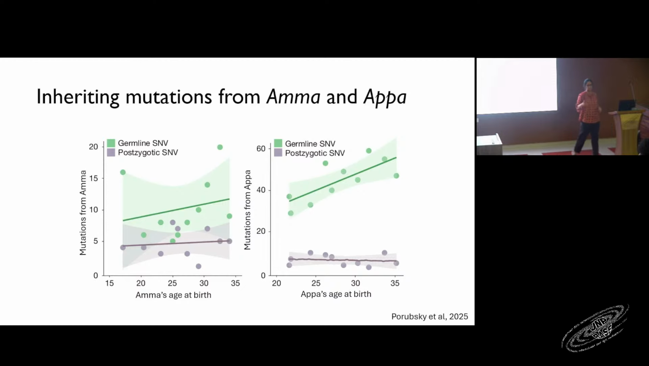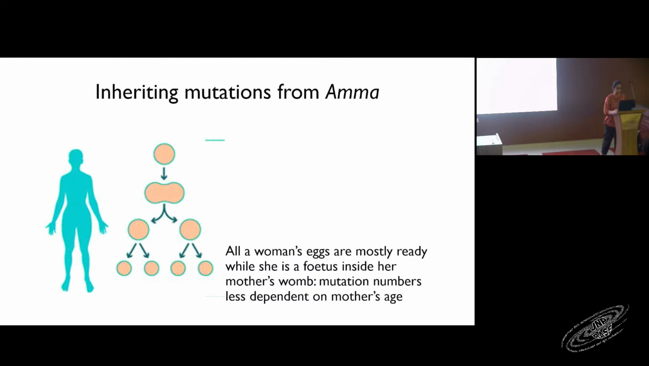And why is this? Why would the two be different? One would have expected that perhaps both mom and dad should have an equal effect, right? And it's because of the way sperm and egg are processed very differently in the two sexes. So if you look at mom, my egg cells were actually processed in my body while I was a fetus inside my mother's womb, right?